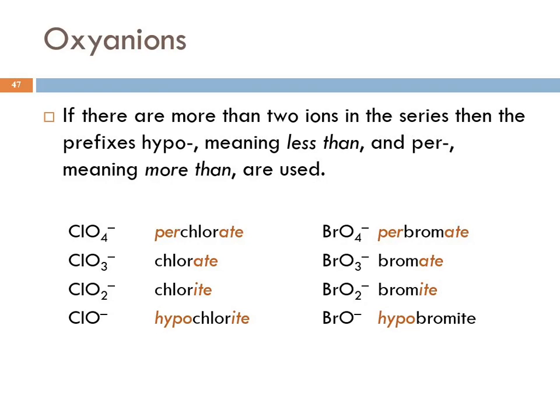More than 2 ions in a series, and then we stick some prefixes in front. We've got hypo, which means less than or below, and per, meaning more than. So here we have perchlorate. Per means this has 1 more oxygen than chlorate does. Hypo means 1 less than. So this is hypochlorite. It's 1 less oxygen than chlorite.